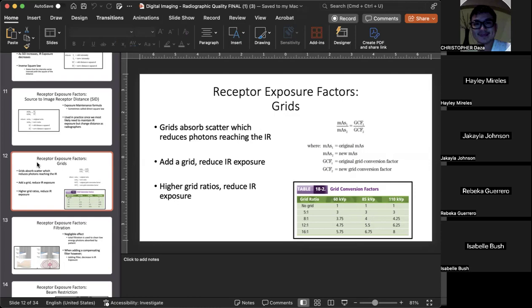Okay. How I look at this concept is, anytime I add something extra in between the source of the X-rays, which is our X-ray tube, and the image receptor, that is going to absorb more radiation. Anytime I add something in between those 2 points. And so when we add a grid, that's adding something in between those 2 points, that's more things the X-ray photon has to go through. And so when there's more things to go through, there's less likelihood that it reaches the receptor.